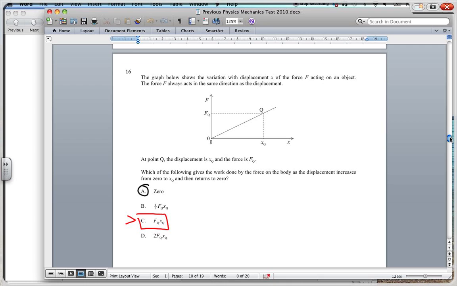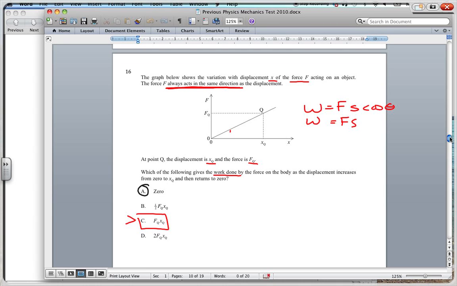But the graph below shows the variation with displacement x of a force F acting on a body. Force F always acts in the same direction as the displacement. At point P, the displacement is x and Fq. Which of the following gives the work done by the force? Now remember, work is equal to F S cos theta, where theta is the direction. Because it says always acts in the same direction, that theta is 0, so that becomes 1, so work is equal to Fs.